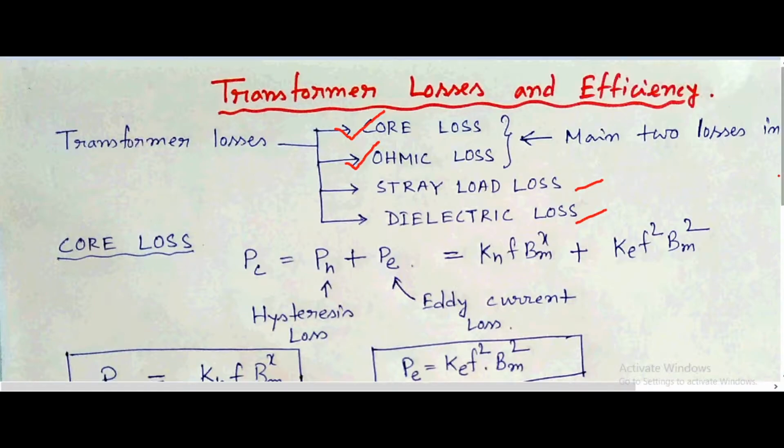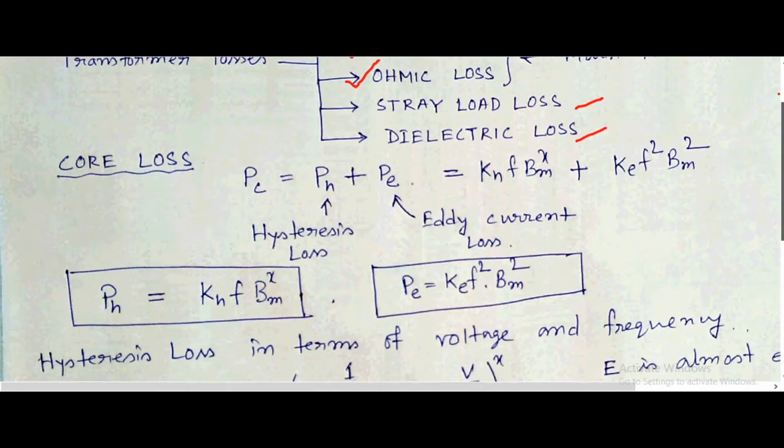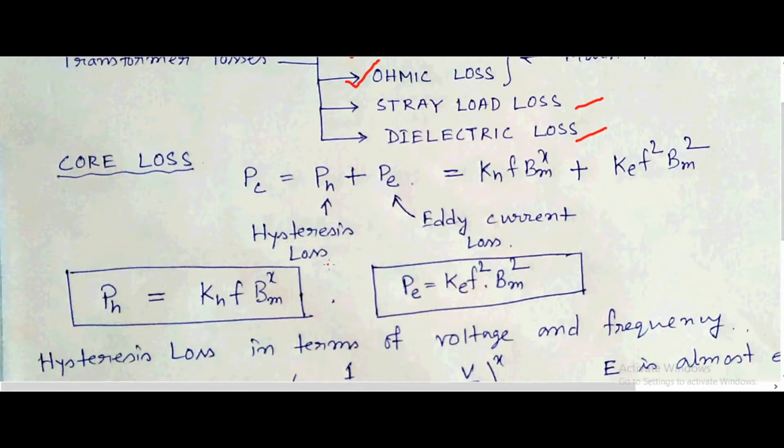Now, core loss. Core loss has two components: one is hysteresis and the other is eddy current. So core loss includes hysteresis loss and eddy current loss. Hysteresis loss equals K_H f B_m to the power x, where K_H is a proportionality constant and it depends on the volume and quality of the core material.